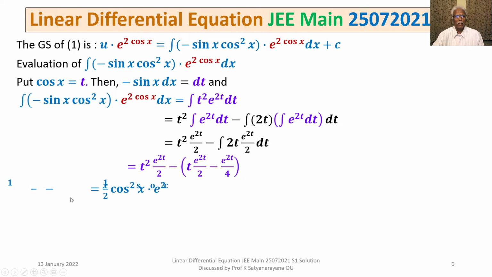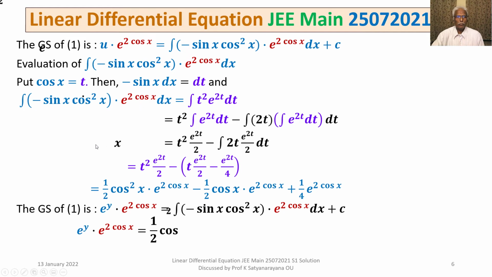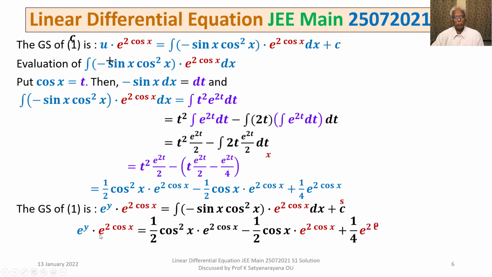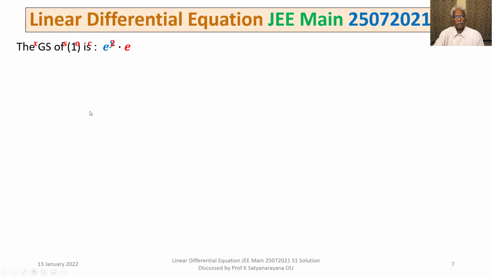So that is, you will get 1 by 2 t square, cos square x, into e power 2 cos x, minus 1 by 2 t, that is cos x, into e power 2 cos x, plus 1 by 4 into e power 2 cos x. Now substituting in the general solution, that integral part, and we will get this as the solution. So now e power y into e power 2 cos x is equal to that whole integral plus c. We continue. That is our general solution.